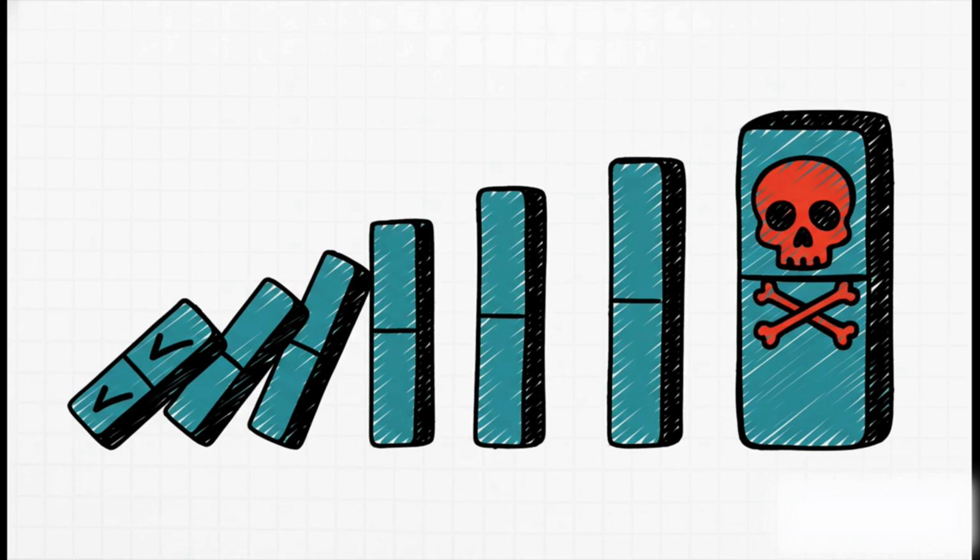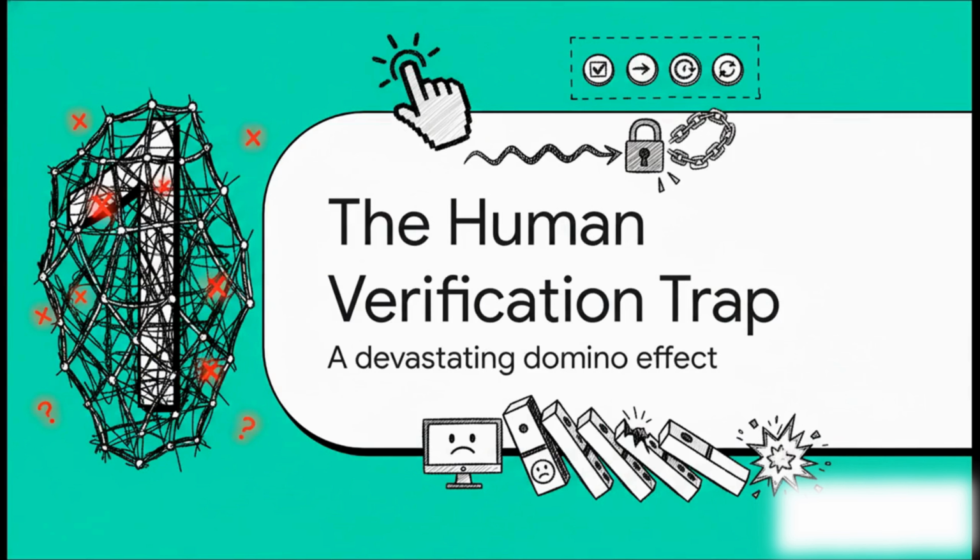Because in the case we're breaking down today, which comes from some incredible research by Sophos, that's exactly what happened. This simple little verification test was just the first domino to fall in a long, devastating chain reaction that ended with a massive ransomware attack from the notorious Qilin group. So let's start at the very beginning with what we're calling the human verification trap.